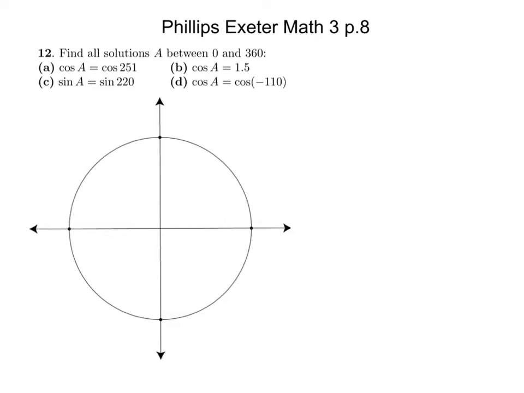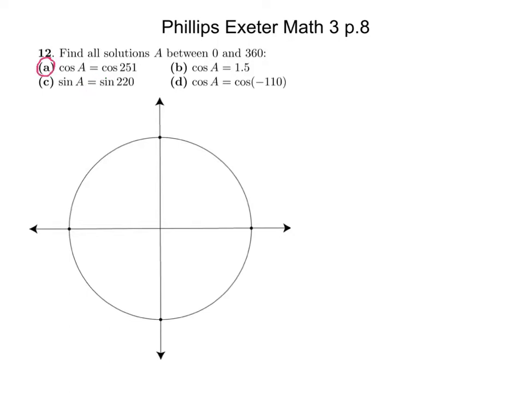So this is number 12. We have cosine A equals cosine 251. With this one, this is a definite non-calculator type problem, because what we can do is start at 251 degrees.